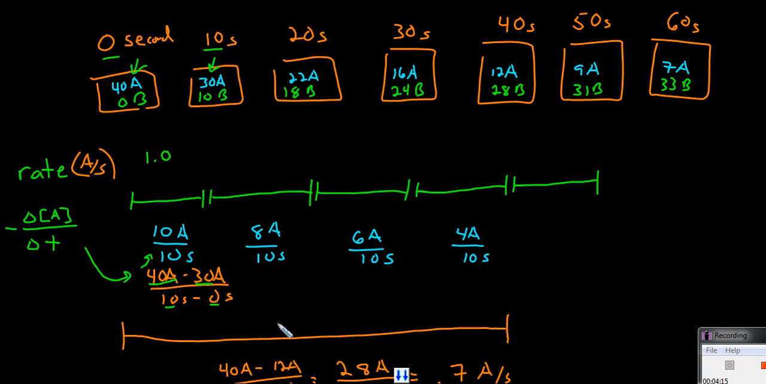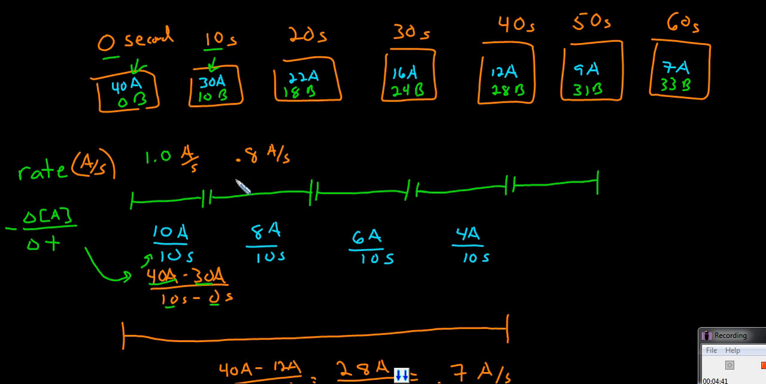And then we can see that this average rate differed later on, where we lost, going from 30 to 22, 8 A's, and going from 10 to 20 seconds, we had 10 seconds changed. We had 8 A's per 10 seconds, or 0.8 A's per second. We can see that that rate of reaction is dependent upon the time. Over time, that rate falls because we have less A, and as we have less A, we have a lower rate.